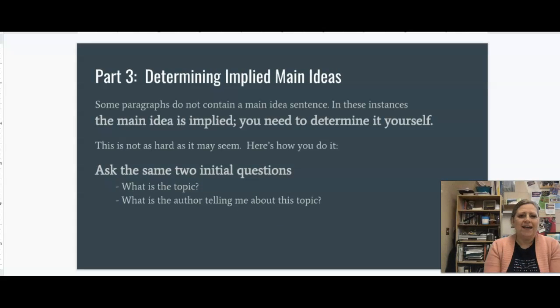So, determining implied main idea sentences. This is a tough one. Sometimes authors, especially of upper level textbooks, aren't so clear at putting a sentence that really reflects the main idea in the beginning or the end or somewhere in the middle. Sometimes they leave it to you to figure it out yourself, and this is really hard. And that's where those two questions again come into play. What is the topic? It's like you're playing that game with yourself. What is the topic? And what is the author telling me about the topic? And you honestly have to come up with your very own topic sentence.